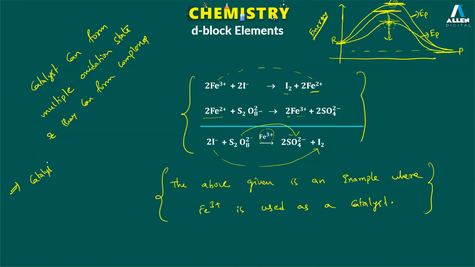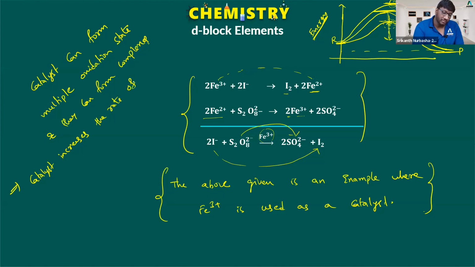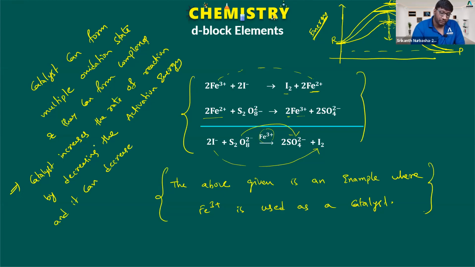You can understand that by writing this point. Catalyst increases the rate of reaction by decreasing the activation energy. If activation energy is decreased, more molecules can cross that barrier. And it can decrease the rate of reaction by increasing the activation energy.